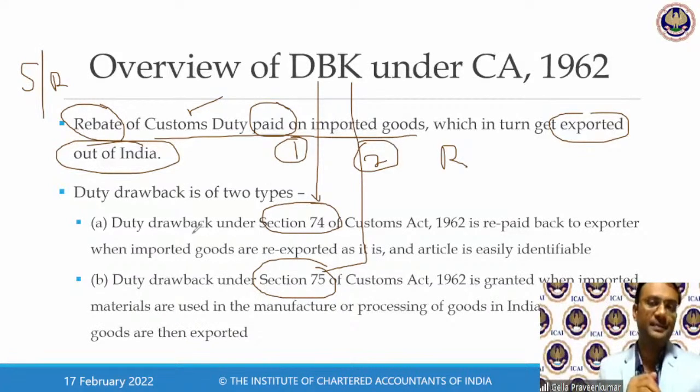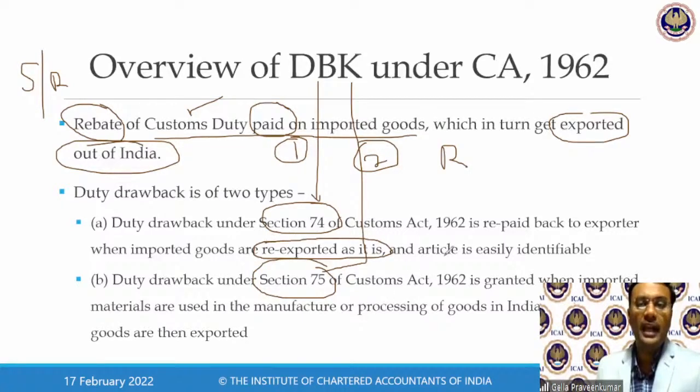under customs. So this particular bicycle, when it is going back after that visit, since this bicycle is going back as a baggage, it is deemed to be export, a baggage which is being exported out of India, what they say, there is a duty drawback of two kinds under section 74, under section 75. What they say, my duty drawback under section 74 is repaid back to exporter when imported goods are re-exported as it is.